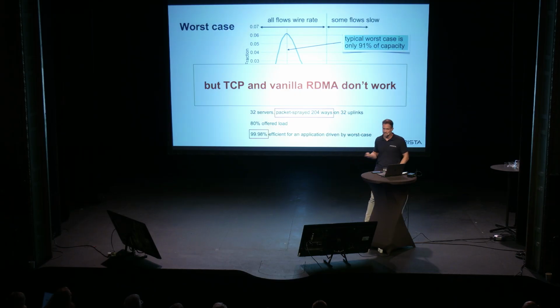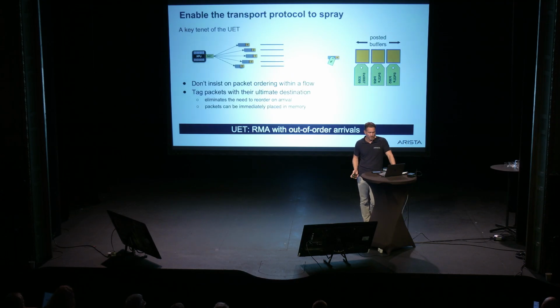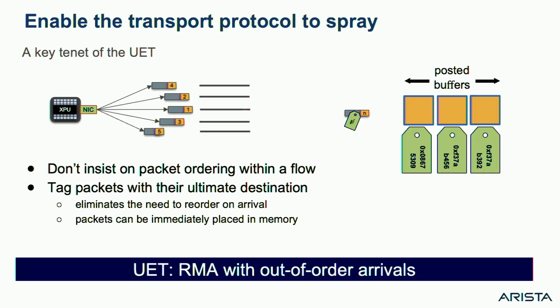The problem, though, is that this doesn't work with TCP and vanilla RDMA. Those transport protocols require that you follow the same paths, because otherwise your packets will arrive out of order. So this brings us to the Ultra Ethernet Transport Protocol. It's an advanced remote memory access protocol that has two major functions: relaxed packet ordering and support for packet spraying. The way it supports relaxed delivery ordering is by tagging each packet with its final destination in memory, so it doesn't matter in which order they arrive. Every packet knows exactly where in memory to go.